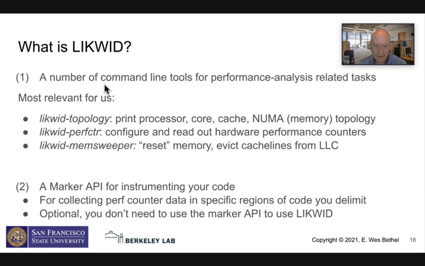Okay, so inside Liquid are a couple of things. There's a bunch of command line tools, and then there's a marker API to use for instrumenting your code. And so the marker API is, you'll go in and you'll drop some marker calls to the marker code to delimit the areas of code that you actually are interested in collecting performance data for. The command line tools, Liquid Topology, prints out a lot of useful information. I'll show you in a second. Liquid Perf Counter is the main workhorse for configuring and reading out performance counters. And then there's a thing to reset the memory if you need to get cache lengths from the last level cache.